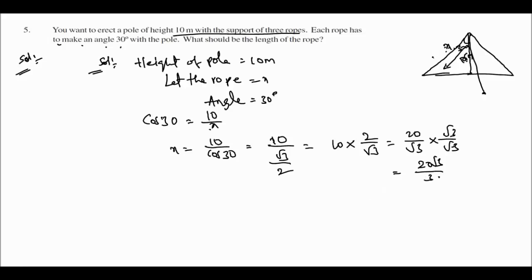So here 20 root 3 by 3 is the rope. So what is the rope value? Here we need 3 ropes, no? So we have to multiply with 3. Okay, so 3 ropes means 3 into 20 root 3 by 3. The 3s will get cancelled, and it will become 20 root 3, the rope height. Okay, this is the answer.